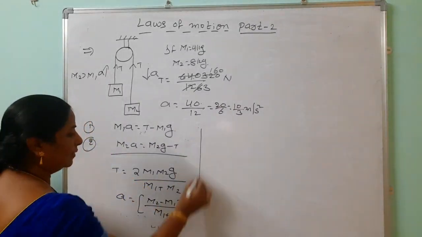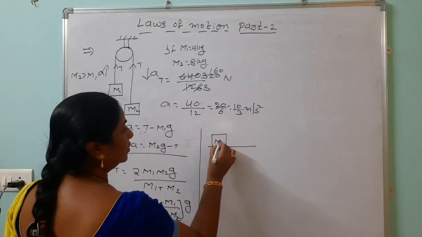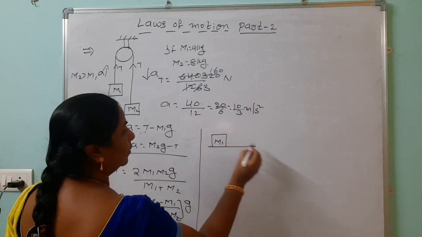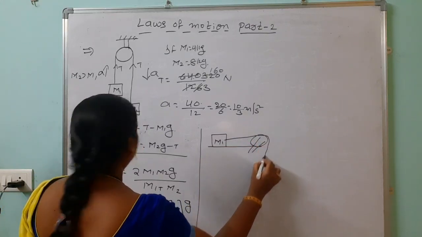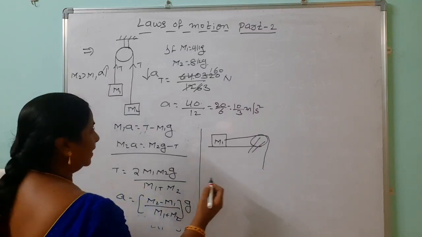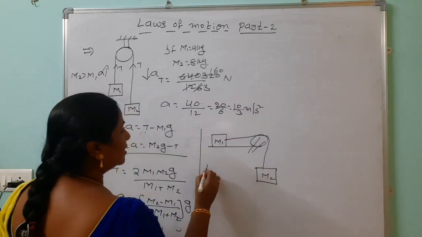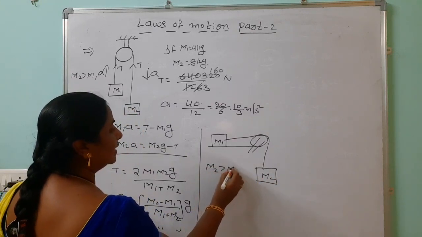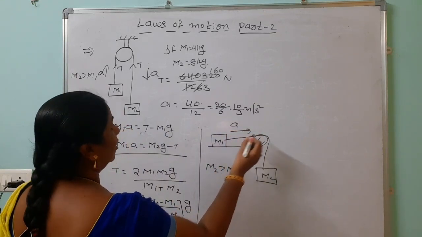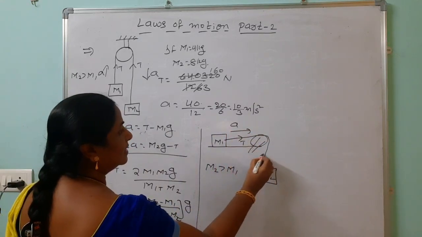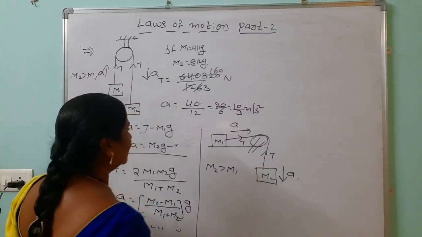And next application, look here. This is one horizontal surface, a smooth horizontal surface. We are placing one block here. Same, we arrange the frictionless pulley here. This thread is passing over a pulley. This mass is m2. Here also we take m2 is greater than m1. So m1 is going towards the pulley with acceleration a. Here the tension is the same, since it is the same thread, and m2 is coming downwards with acceleration a.